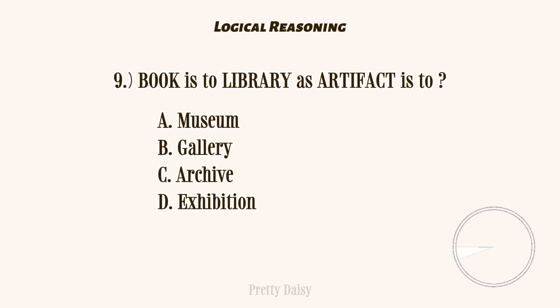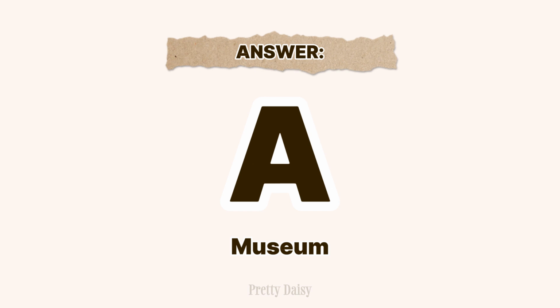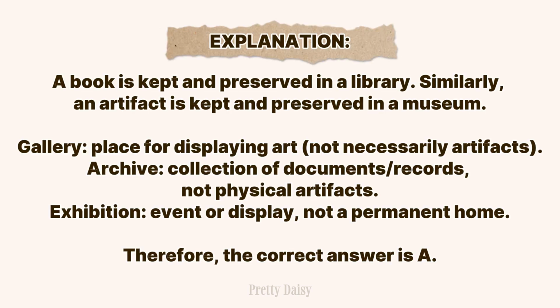Answer: A. Museum. A book is kept and preserved in a library. Similarly, an artifact is kept and preserved in a museum. Gallery: a place for displaying art, not necessarily artifacts. Archive: a collection of documents and records, not physical artifacts. Exhibition: an event or display, not a permanent home. Therefore, the correct answer is A.